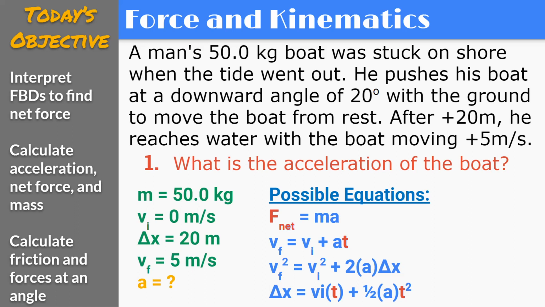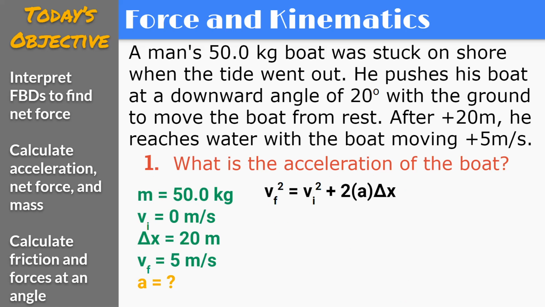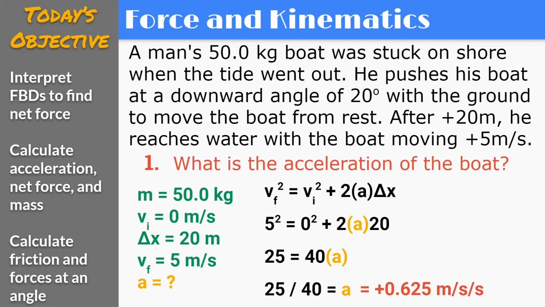We're going to substitute into that equation. VF squared is 5 squared equals VI squared, 0 squared plus 2 times a times 20. 5 squared is 25, 2 times 20 is 40. So we're going to get a by itself by dividing both sides by 40. 25 divided by 40 is positive 0.625 meters per second squared. Again, he's pushing this from rest, and he's going in the positive direction. So I know he's got to be speeding up in the positive direction, and I have a positive acceleration, that makes sense.